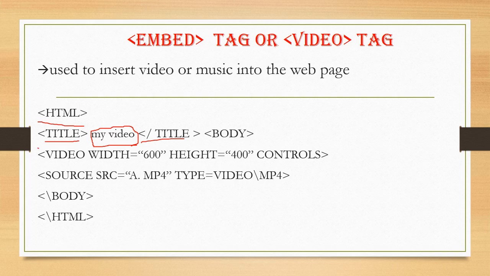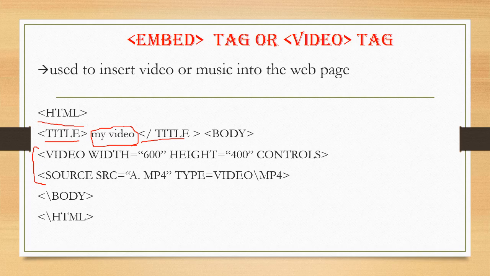For a video tag we have two things, the video and the source. The first one is the video, in which we mention the width, and the second one is the source, that is, where we are taking the file from. For the video we have to mention three things: the width, the height and the controls. That means the screen size.